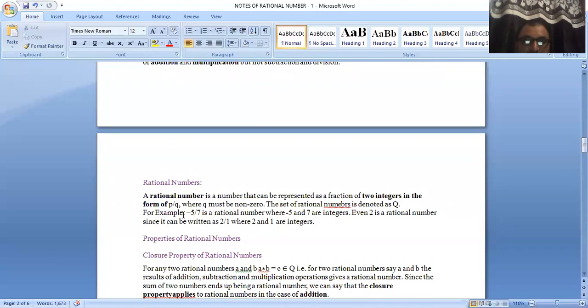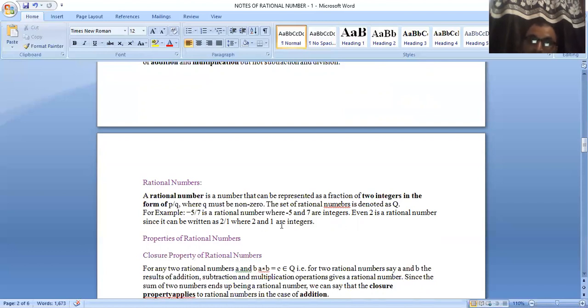so for example, in a simple way we can say all fractional forms of any number are known as rational numbers. Like that, minus 5 by 7 is a rational number where minus 5 and 7 are integers. Even 2 is a rational number since it can be written as 2 by 1, where 2 and 1 are integers. Or we can say 0 is a rational number because we can write 0 by 1. But 1 by 0 is not a rational number because we cannot have q equal to 0.